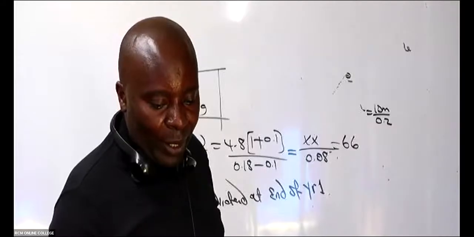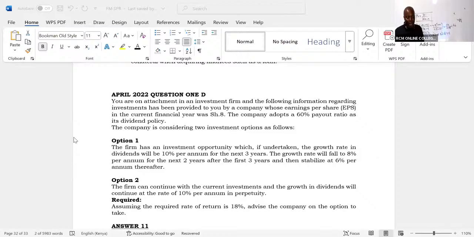We go to option number one. Option number one was really interesting. They told us here, the farm has an investment opportunity which, if undertaken, the growth rate in dividends will be 10% per annum for the next 3 years. The growth rate will fall to 8% per annum for the next 2 years after the first 3 years, and then stabilize at 6% per annum thereafter.